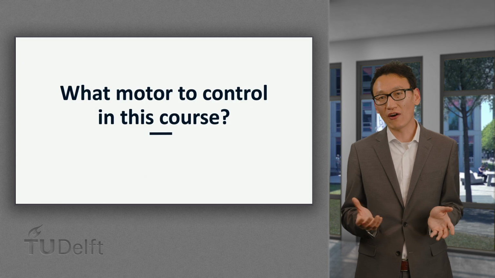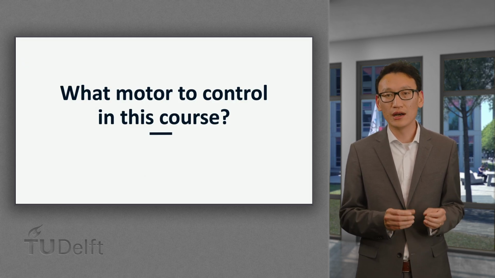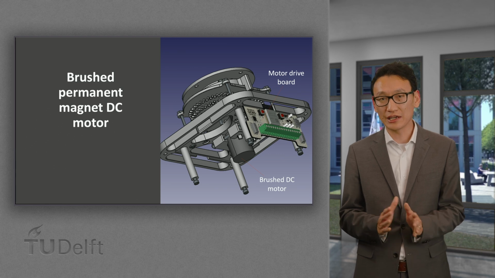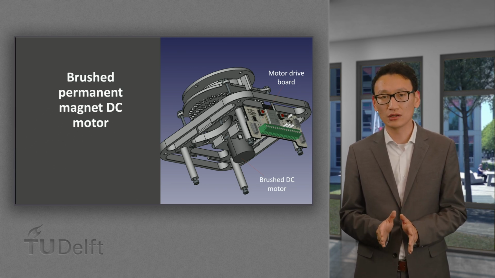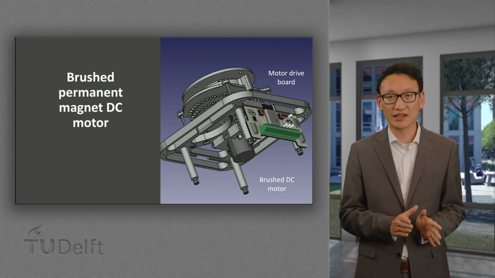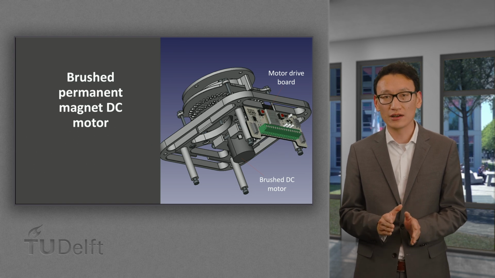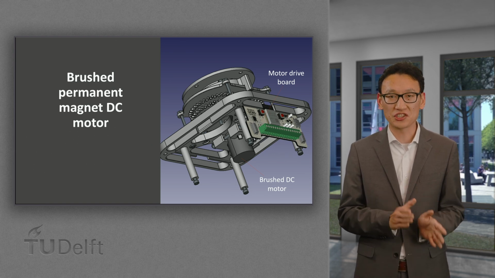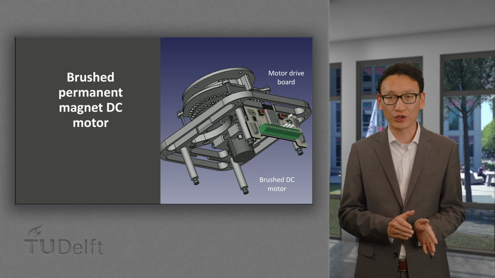So, what type of motor we will study in this course? It will be a simple, low-cost but interesting one, the brushed permanent magnet DC motor. The hardware associated with this course is shown on the right of the screen. Throughout this course, we will focus on the servo motor module of the JAMS open source hardware, that is to say, the Diamond module of it.